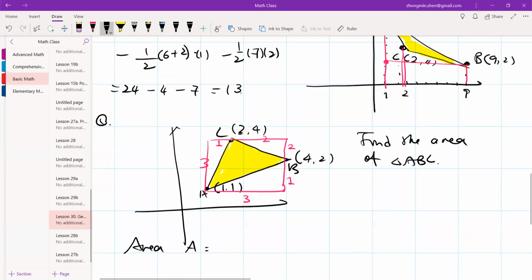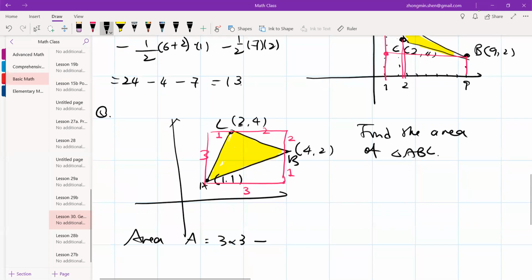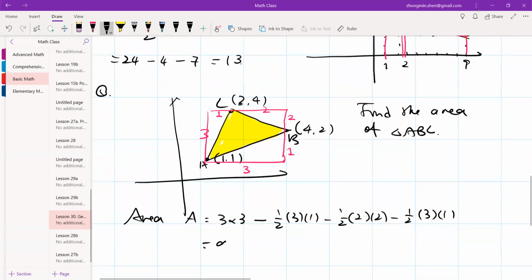of the shared region, use a subtraction. Okay, first of all, 3 by 3. This is the area of the square. Then subtract the area at the bottom, 1/2 of 3 times 1. Then subtract the other triangle, 3 times 1 over 2. So you will get 9 minus 3 over 2, 3 over 2, you get 3. So 9 minus 5 is equal to 4. Oh, it's 4?